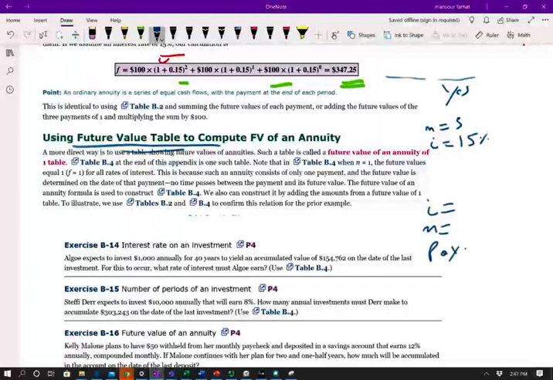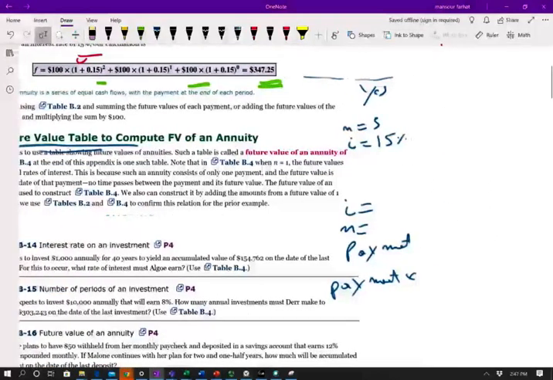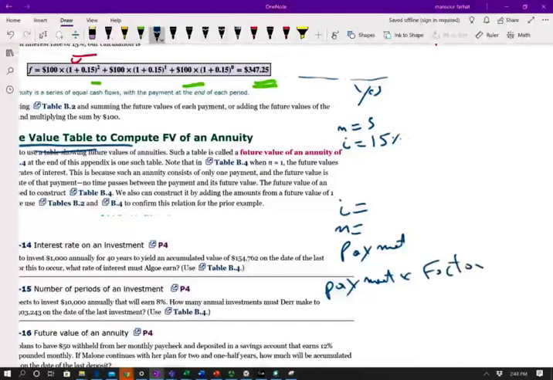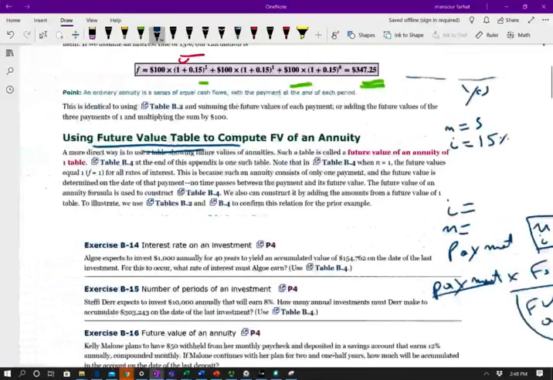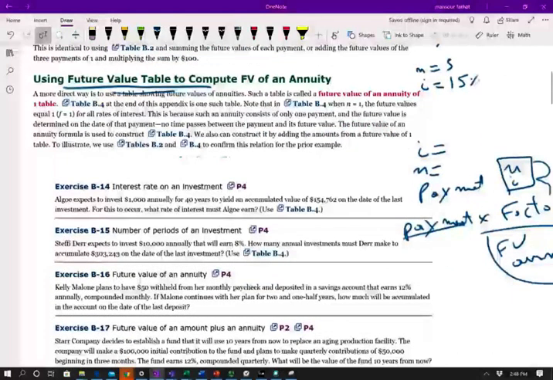So simply put, if we take the payment times the factor from the table, the factor is based on N and I, depending on what the factor is, we'll find the future value of an annuity. If we are given the payment and the future value of an annuity, we can find the factor, and from the factor, we can either find N or I, just like what we did in the prior session. But let's work an example to show you how it works.